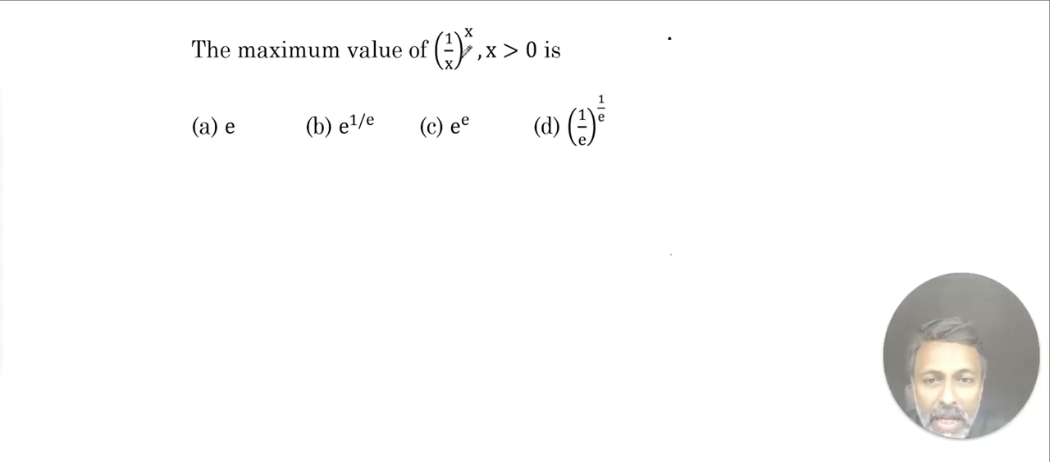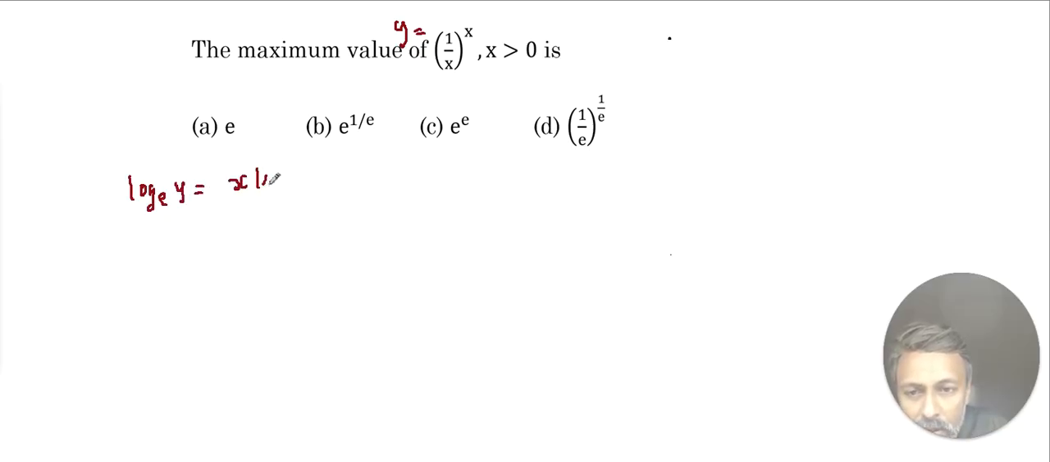Now we want to find the maximum value of 1 upon x raised to x, for x greater than 0. Because it's a function raised to a function, let's name this y and take log on both sides. Log y is equal to, x will come in the front, so it is x log 1 upon x. Taking x up, minus will come in the front. So minus x log x. You can also know it this way, log a upon b is minus log b by a.